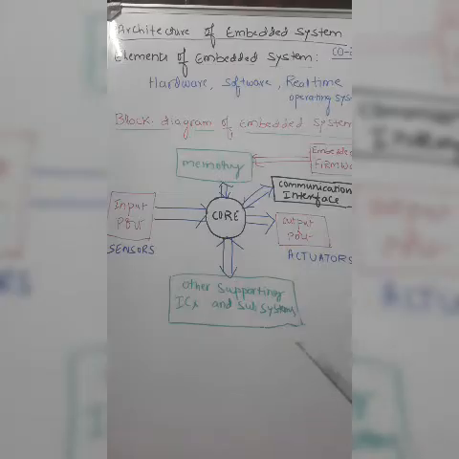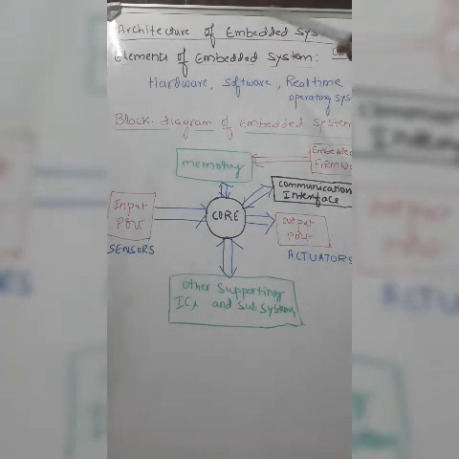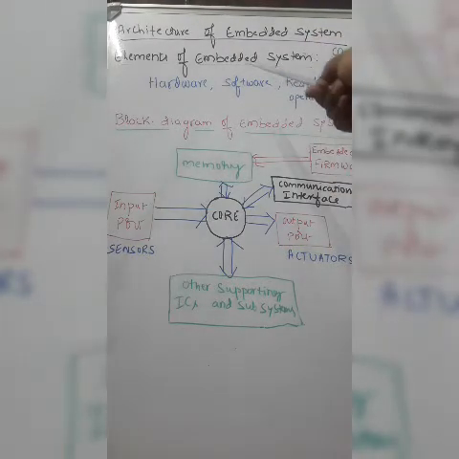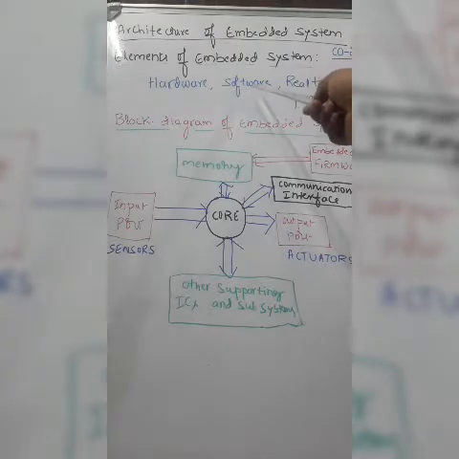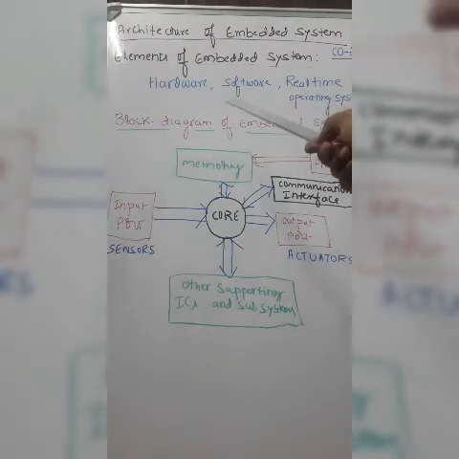Hello everybody. Let us go to the second chapter of embedded system, that is architecture of an embedded system. Any general, typical, basic embedded system will be discussed under this chapter. Elements of embedded system will consist of hardware, software, real-time operating system, etc.